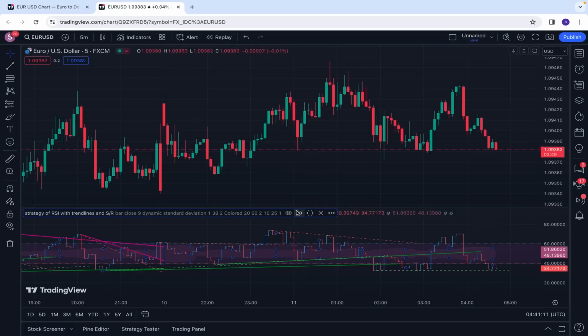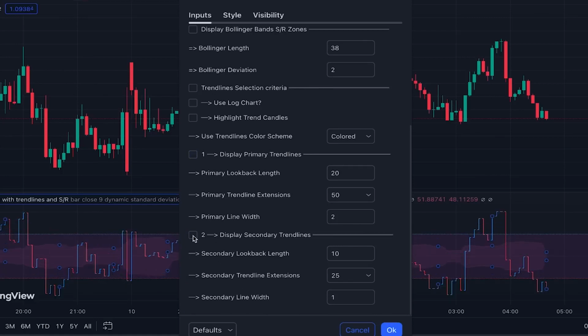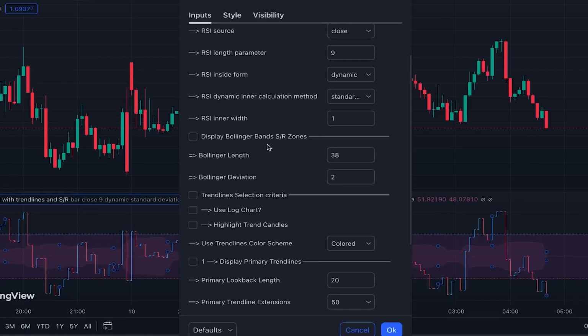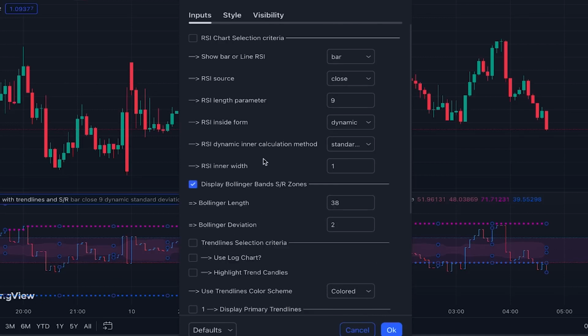But in this scalping strategy that I want to explain, we don't need these trend lines. So we go to the settings of the indicator, and here we remove the trend lines. Instead of trend lines, we need Bollinger Bands support and resistance zones, so we add them to our chart. The default length of 38 for Bollinger Bands is a good choice for our strategy, and the RSI length by default is set at 9, which is again a good choice for our scalping strategy because we need more sensitivity of our RSI to catch increased volatility.